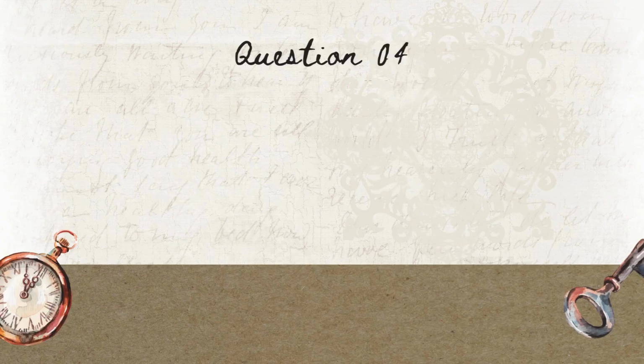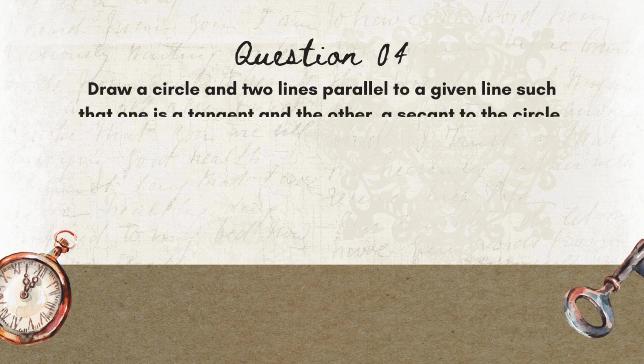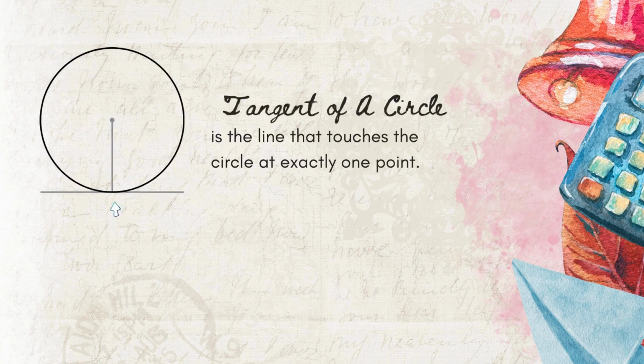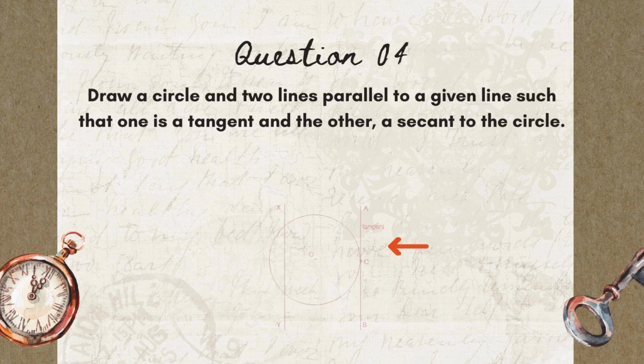Question 4. Draw a circle and two lines parallel to a given line such that one is a tangent and the other a secant to the circle. Let's first understand what a secant is. Well, it is a line that touches the circle at exactly 2 points, whereas the tangent of a circle is the line that touches the circle at exactly 1 point. Now, here XY and AB are two parallel lines. Line segment AB is the tangent at point C, while line segment XY is the secant.